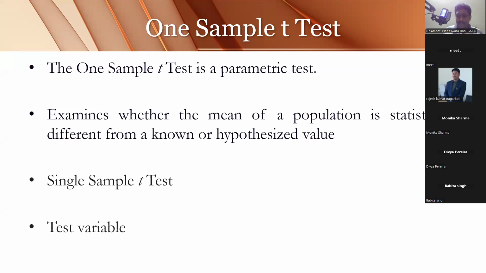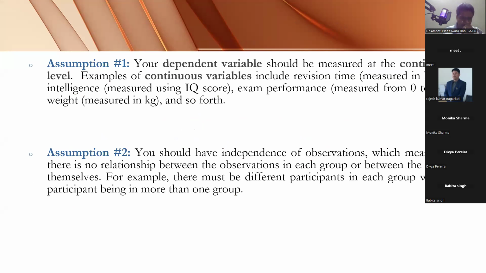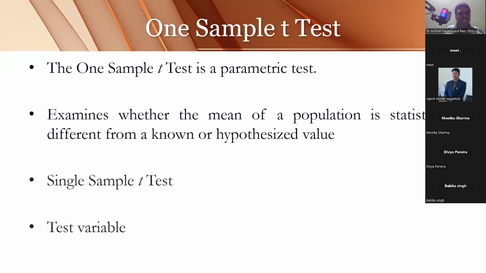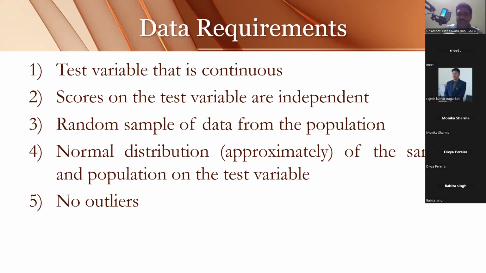So basically, the one sample t-test, that is the dependent sample t-test, examines whether the mean of a population, meaning the sample mean of a population, is statistically different from a known or hypothesized value or not, right? So the test variable is only one variable. In order to conduct a one sample t-test, we require certain data requirements.